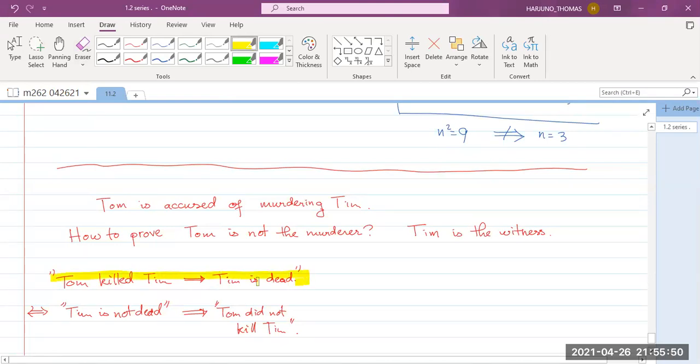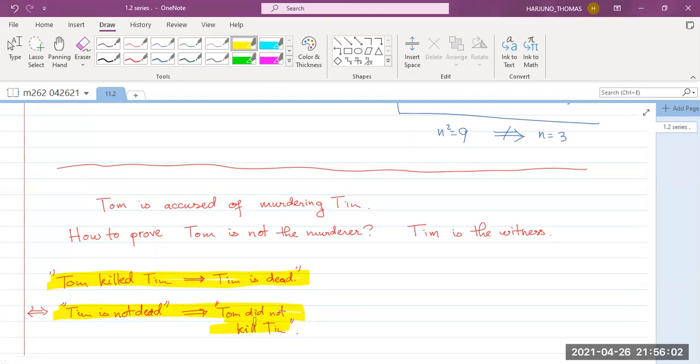Okay, so you see this statement here, the technique of proving later on: one way to prove that this statement is true is to show this statement. If you say Thomas killed Tim and therefore Tim is dead, then it is also the same to say Tim is not dead implies Tom didn't kill him. Okay, that's proof by contradiction.